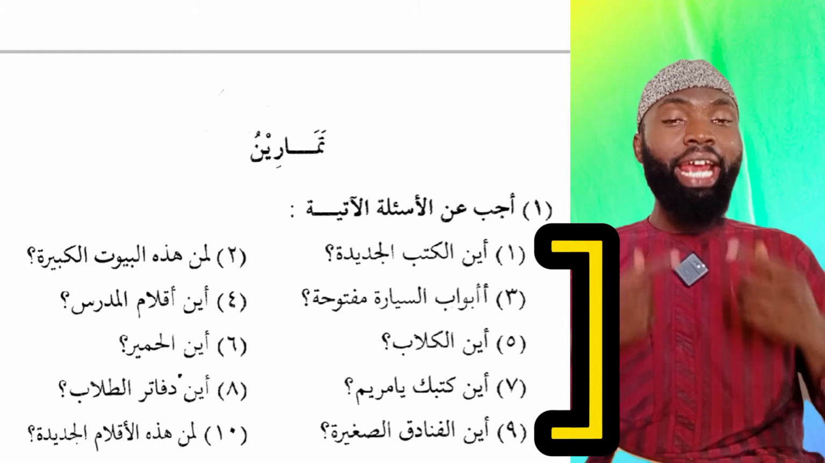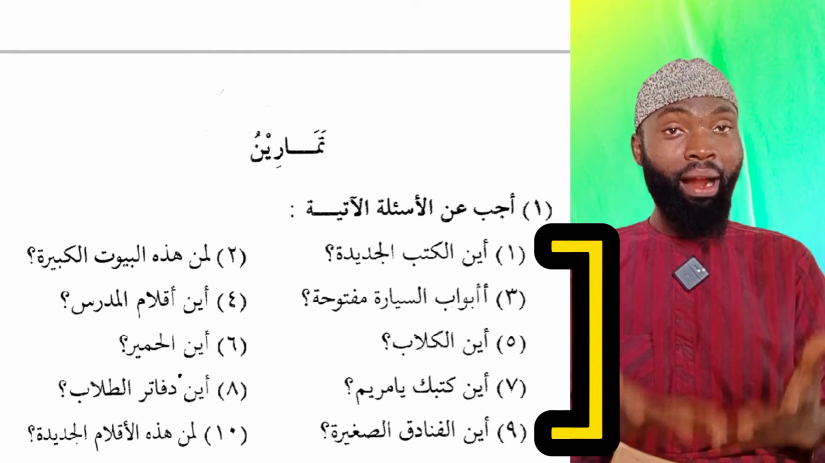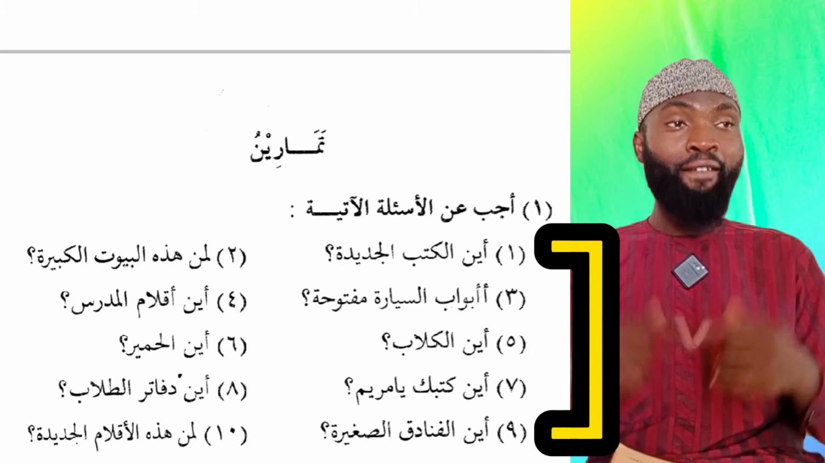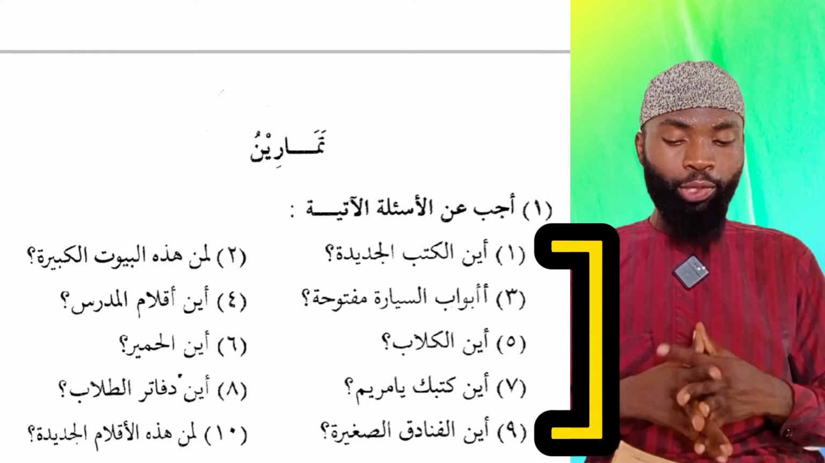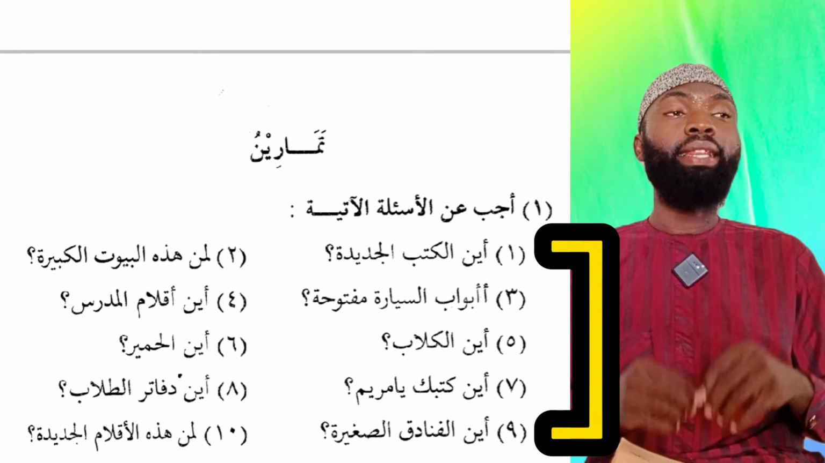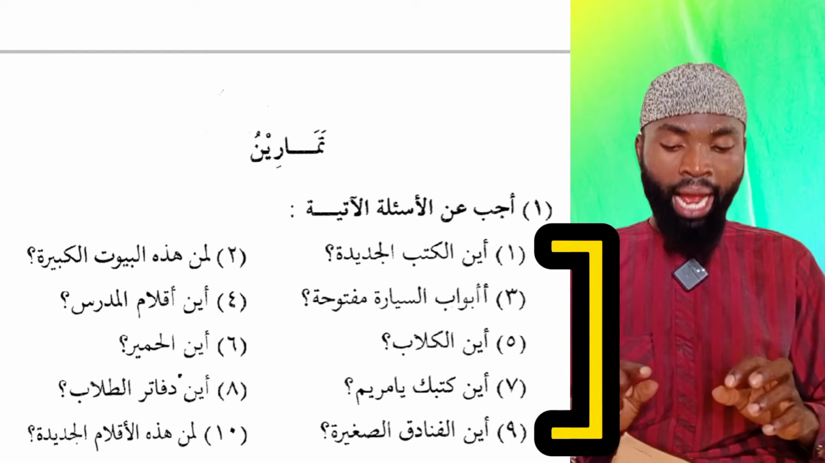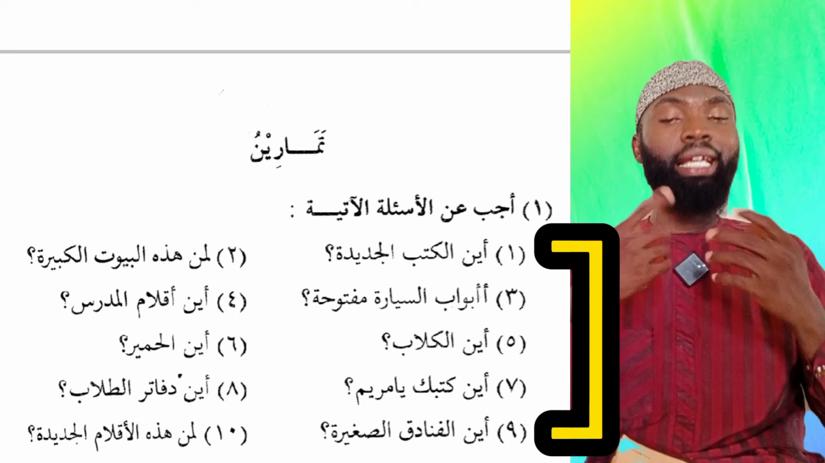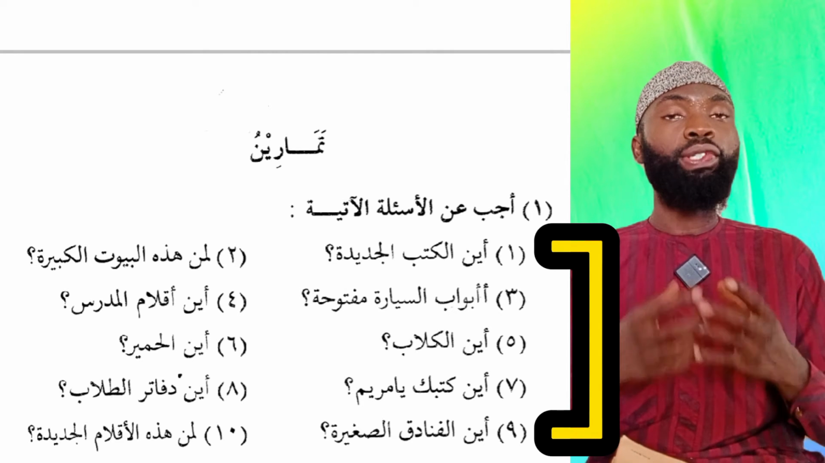Number 7, we have aina kutubuki ya Mariamu. Where are your books, oh Mariam? You say here fi haqibati. They are in my bag. Number 8, we have aina dafatiru talabi. Where are the students' notebooks or exercise books? You say here alal maktabi. They are on the table. Number 9, we have aina al-fanadiqu sagira.